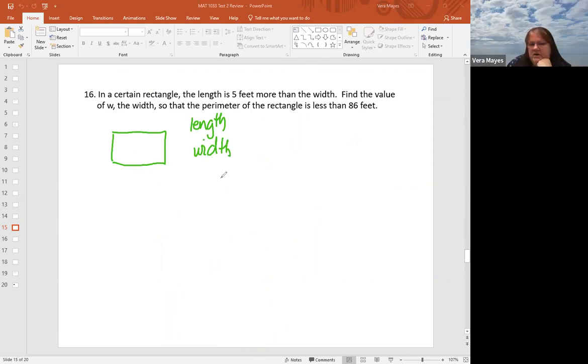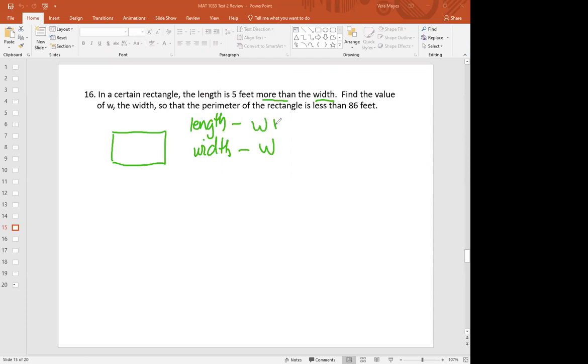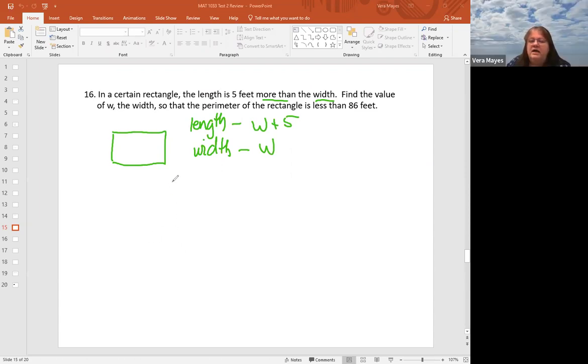Yeah. Okay. All right, so we have a length and a width, right? Because it's a rectangle. And they told us the length is 5 feet more than the width. So I don't know anything about the width. They said call the width W, okay? But the length is 5 more than that. So does that part make sense? Yes. Okay.